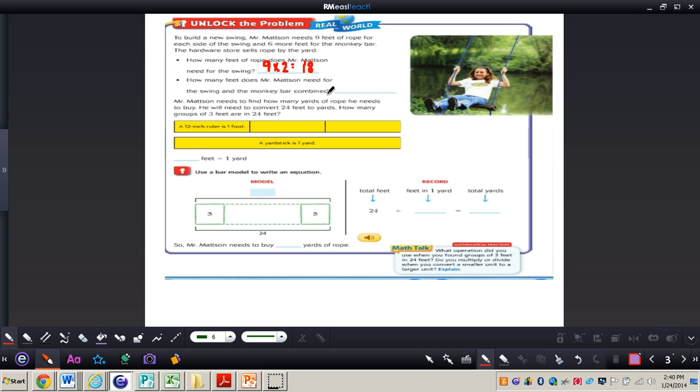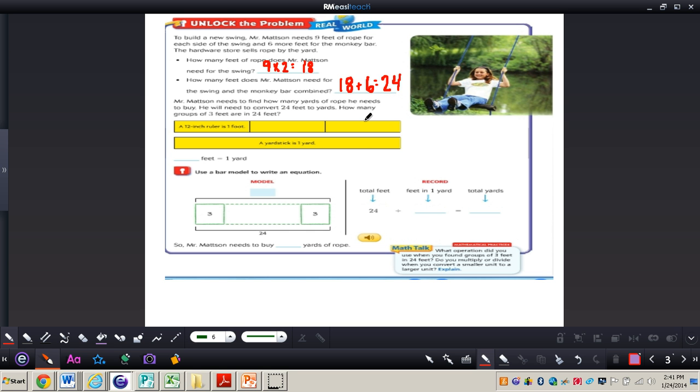Now the next step is, how many feet does Mr. Matson need for the swing and the monkey bar combined? So what we can do, we can take the total amount from the swing, which was 18 feet, add it to the 6 feet from the monkey bar, so we can do 18, and I want you to write this down on page 405, 18 from the swing and 6 from the monkey bar is going to give us 24 feet.